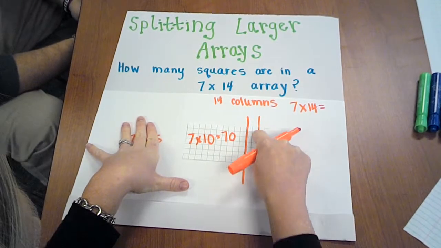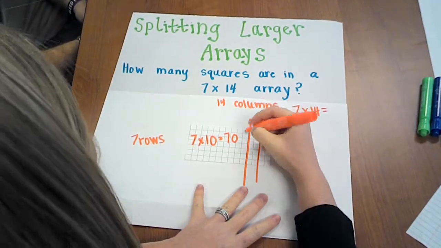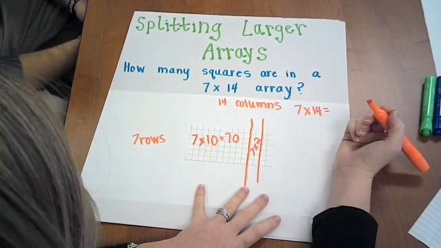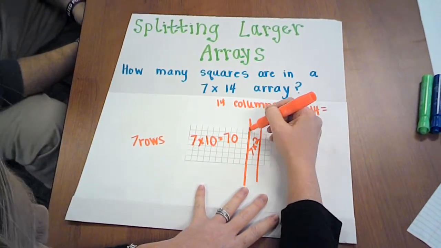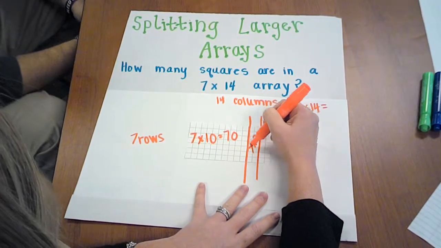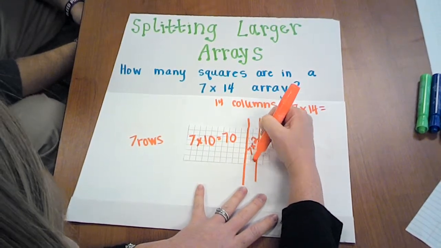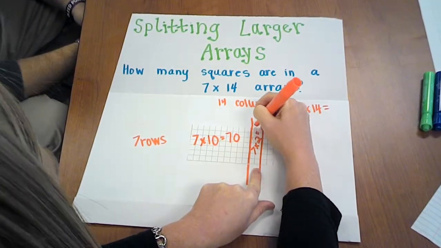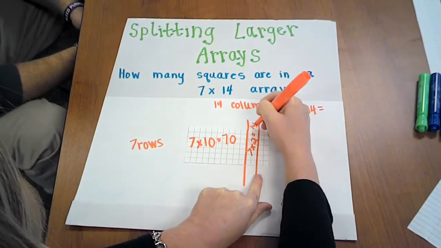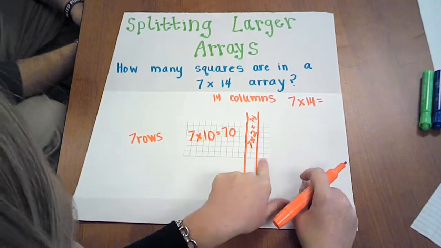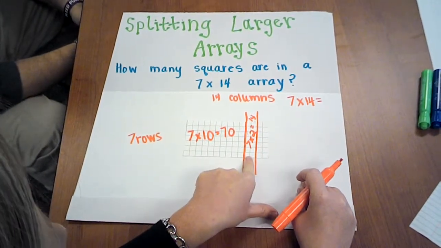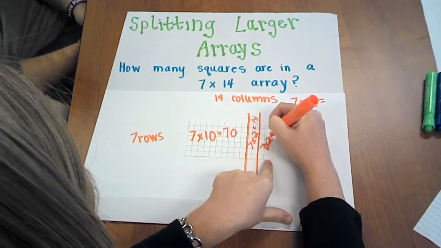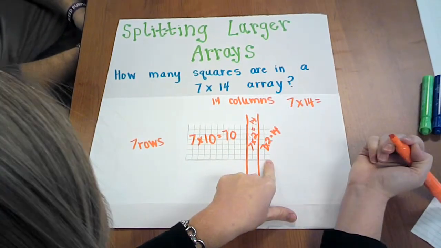In this section of my array, I still have my 7 rows, but now there's 2 in each row. So I could count by 2s, 2, 4, 6, 8, 10, 12, 14, or I could just do 7 plus 7, and I know that's 14 squares in this section of my array. The last section of my array is the exact same right here. There's still 7 rows, and I have 2 in each row. So there's 14 squares in that part too.